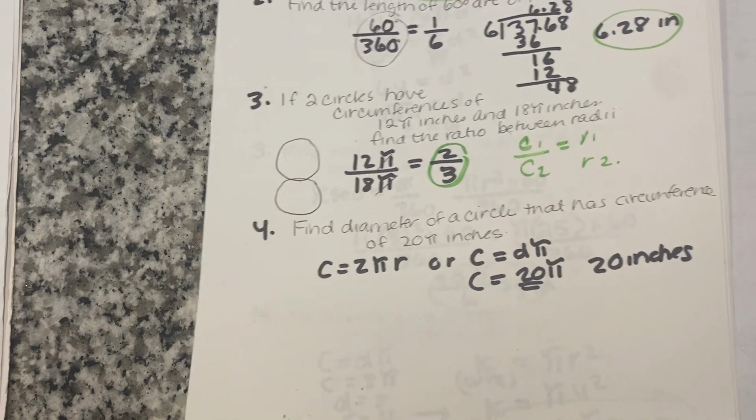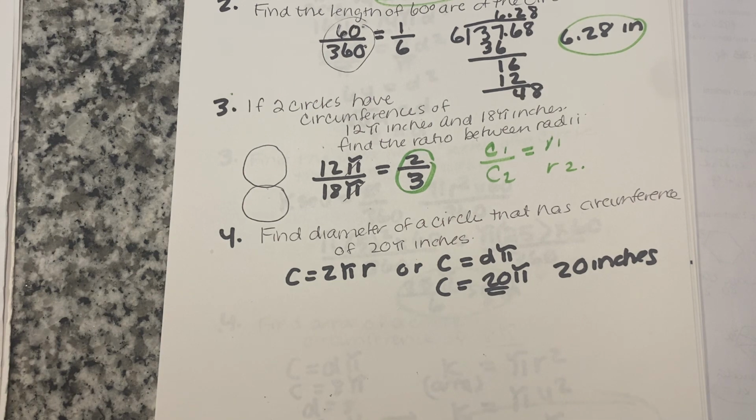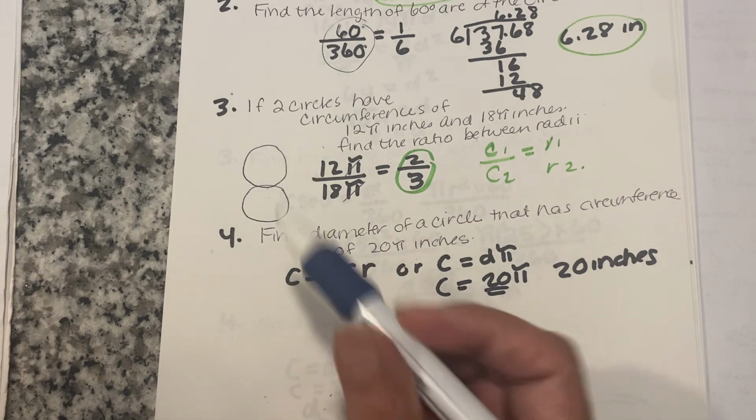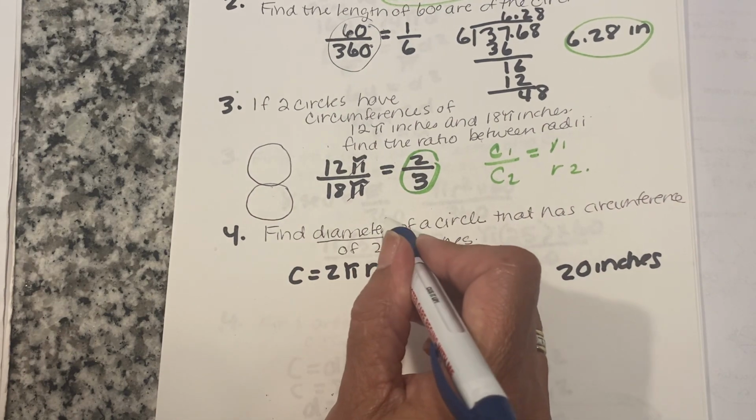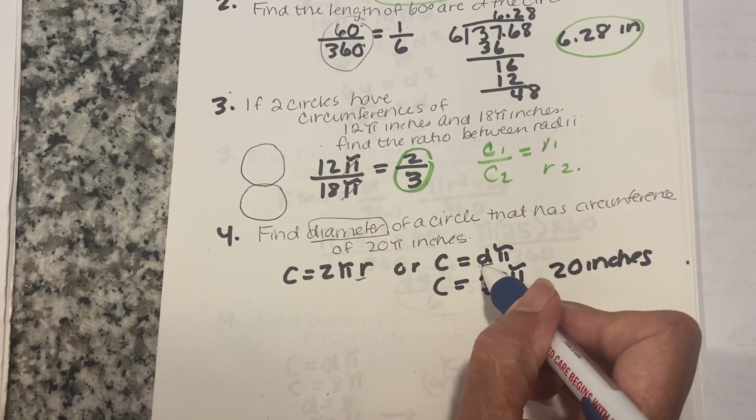Find the diameter of a circle that has a circumference of 20 pi. This is another one where we just plug in. I told you this quiz is pretty easy. Circumference equals 2 pi r, or circumference equals diameter times pi, because two radiuses make the diameter. Now we want to find the diameter, so we'll use this one because we're not dealing with radiuses anymore.